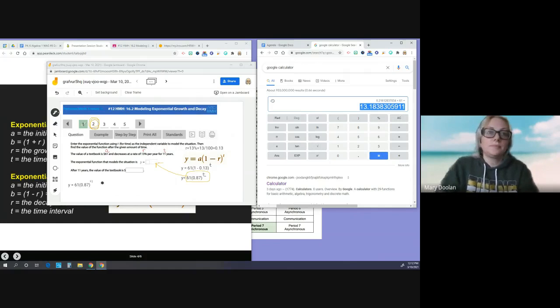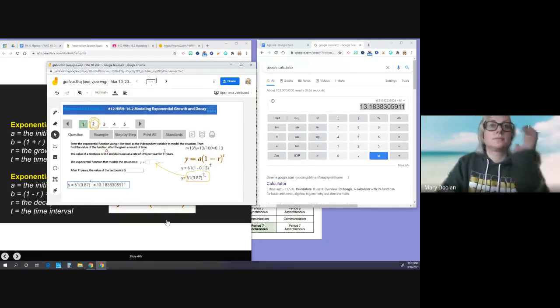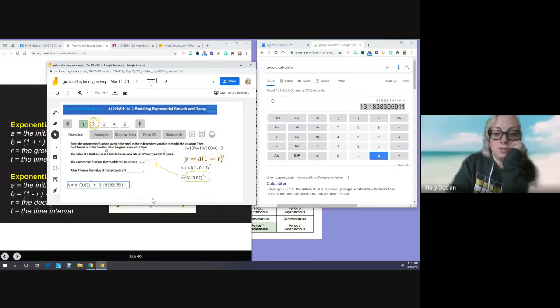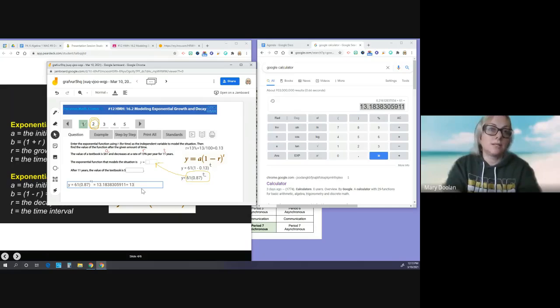Okay, so going back over here, equals all of that stuff equals, we got to round it. It's money. We're talking about money. So we're rounding to the nearest cent. So 13 decimal, this is money, 13 decimal 1. And then is my next digit 8 or is my next digit 9? What should I put?